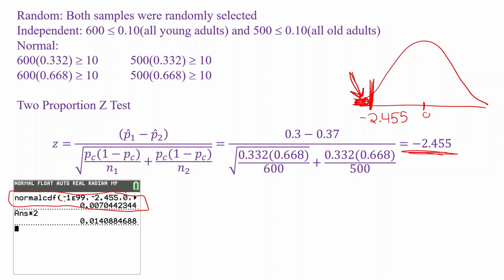Normal CDF, lower boundary negative infinity, upper boundary is negative 2.455, 0 as my mean, and 1 as my standard deviation. But it's two-sided, so that means we also have to take into account the p-value over on this side. And you could use normal CDF again to find this, or because of symmetry, you can just take this value that you find and multiply it by 2, which is what I did in my calculator here. And we get 0.014 as our p-value.